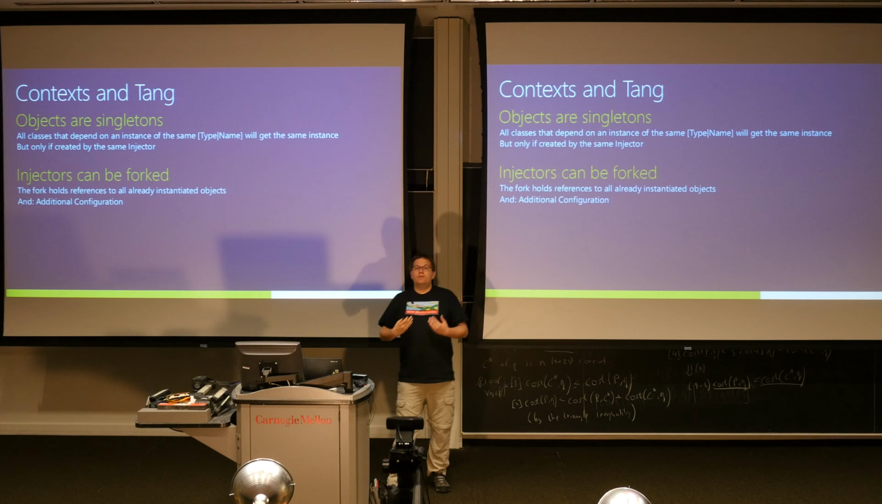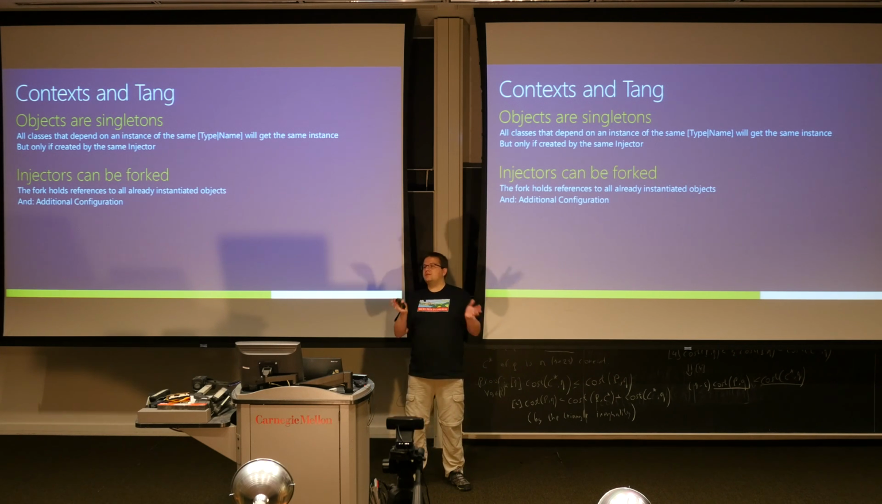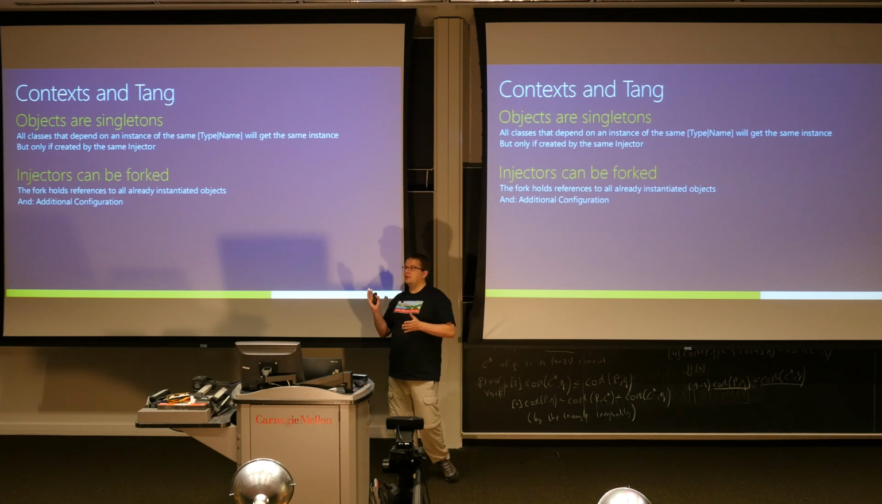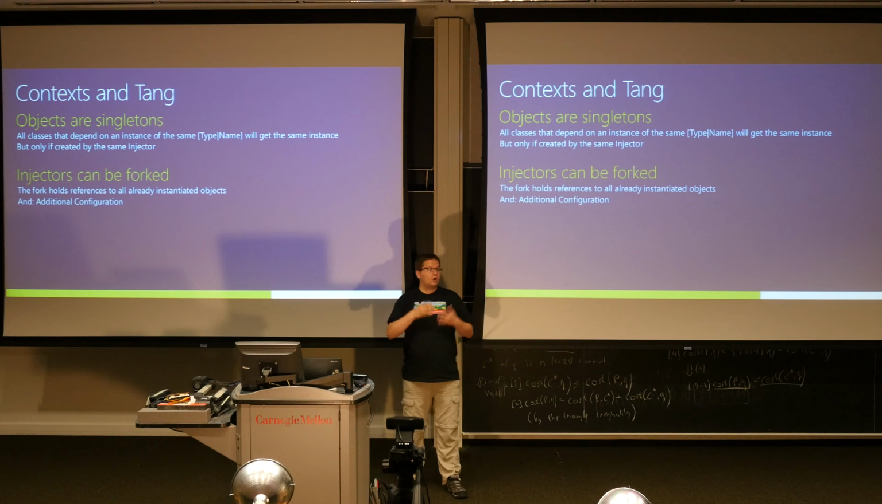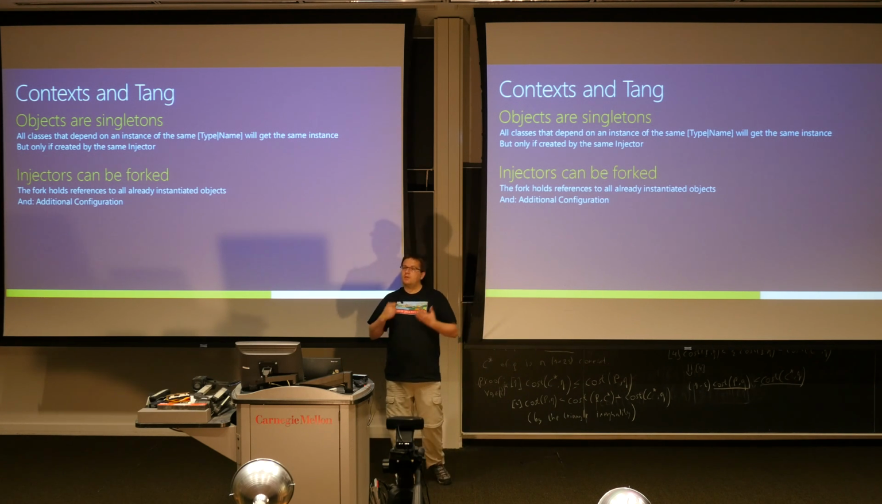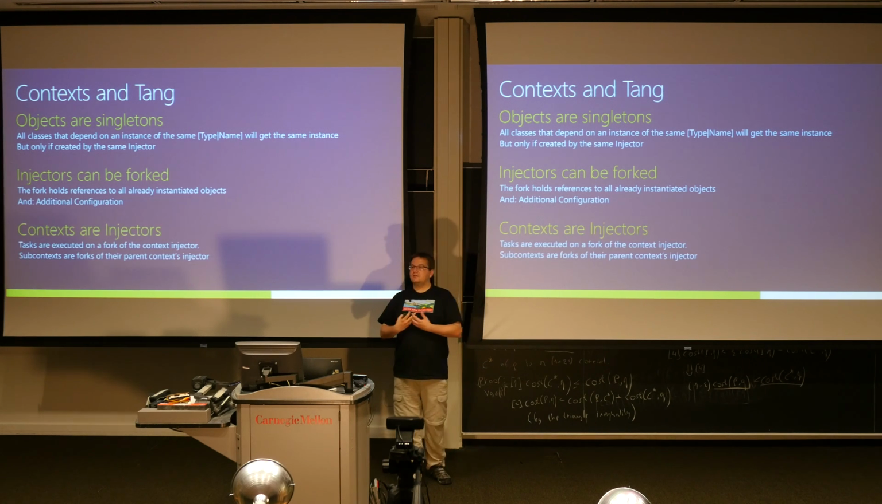Now, injectors can be forked, which means that you take an injector and all the objects that have been instantiated right now, and create a copy of it with additional configuration. So when someone asks for an instance of an object that was already created at the time this thing is forked, they will get the same thing. They will get the same object as before the fork. If someone asks for an object that wasn't part of this, a new one will be made. Now with both of these things being there, we can say that contexts are injectors.